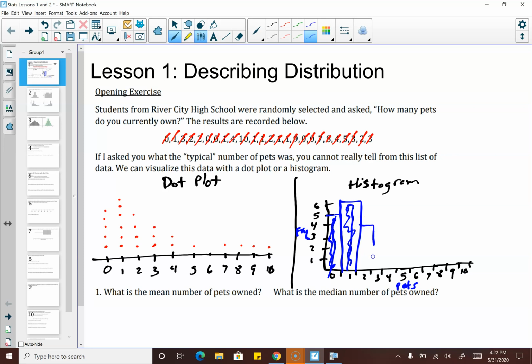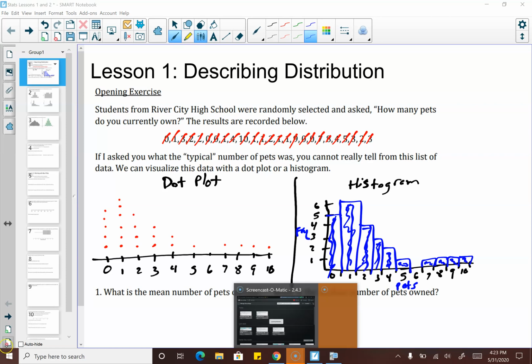At 2, you should have 4. At 3, you should have 3. At 4, you should have 2. At 5, you don't have any. So if you don't have any at that piece, that's where a break happens. Oh, excuse me, 5, you have 1. My fault. 5, you have 1. 6 is where your break occurs because nobody had 6. So 7's got 1. 8's got 1. 9's got 1. And 10's got 1. All right, so a histogram is really just a bar graph that's connected for all of your pieces.